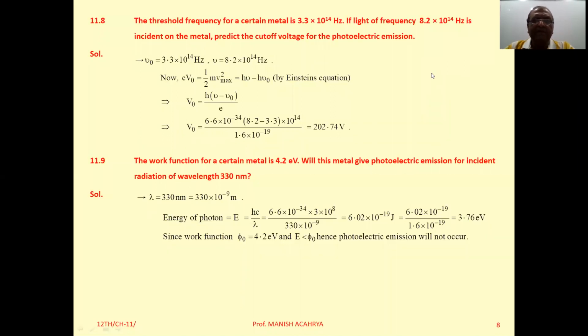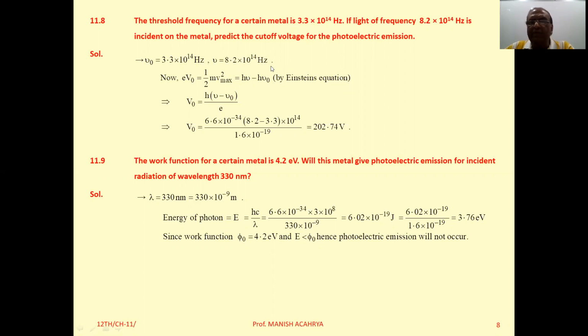11.8. The threshold frequency for a certain metal is 3.3 × 10^14 Hertz. If light of frequency 8.2 × 10^14 Hertz is incident on the metal, predict the cutoff voltage for the photoelectric emission. Simple thing. The threshold frequency ν0 is 3.3 × 10^14 Hertz. The incident frequency ν is 8.2 × 10^14 Hertz.